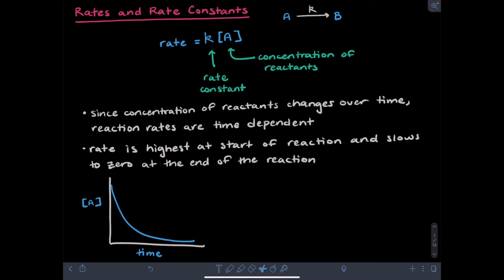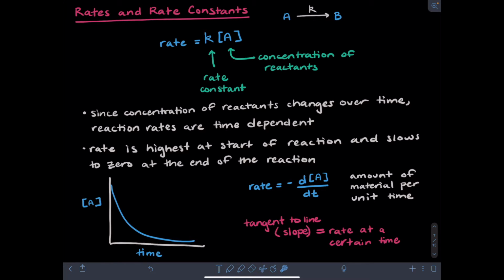Let's consider a plot of the concentration of starting material with respect to time. It won't always look like this, but it's pretty common for the concentration of starting material to decrease exponentially over time. The rate is determined by the change in concentration over time. This could be represented as negative of the derivative of the concentration of starting material over time.